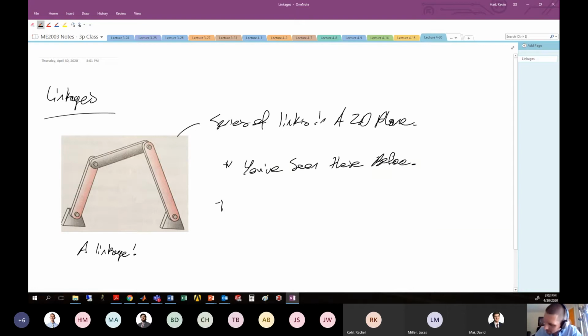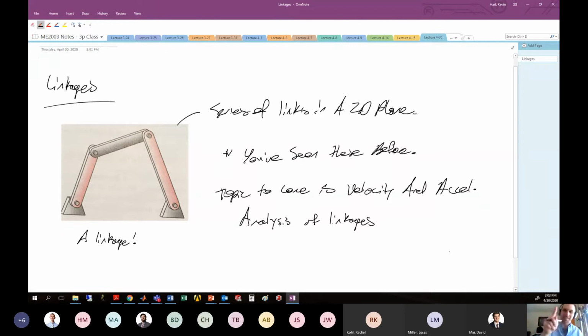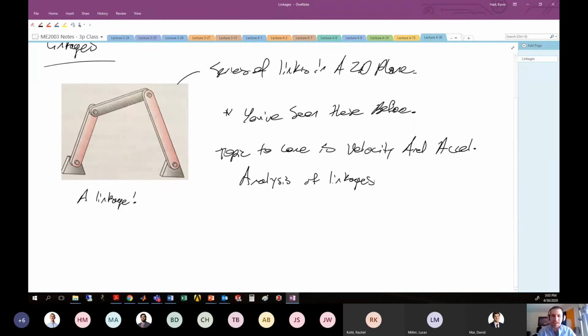All right, and the topic to come is velocity and acceleration analysis. Oh, spelling is hard. Analysis of linkages. So you're going to say, Dr. Hart, we already did analysis of linkages for velocity and acceleration, and you're right. Back in week 2, we did analysis of things that looked a lot like linkages.